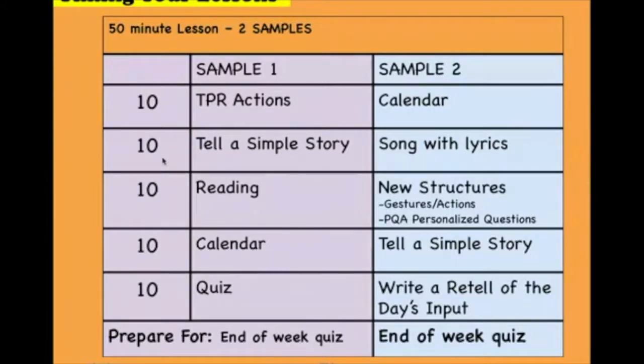This is a 50-minute lesson, and I do have a 90-minute block one. I teach 50-minute classes 3 times a week, and I teach a block once a week, a 90-minute period with each group of students. I go on to talk about more of these later, and I actually describe them. 10 minutes in sample 1, TPR actions and gestures with my students. Get them walking around the room, doing different things. Tell a simple story. I'm going to talk all about what I mean about a 10-minute simple story. Get them into a reading for 10 minutes. I have a section on reading. Talk about the calendar for 10 minutes, and then a quick quiz.